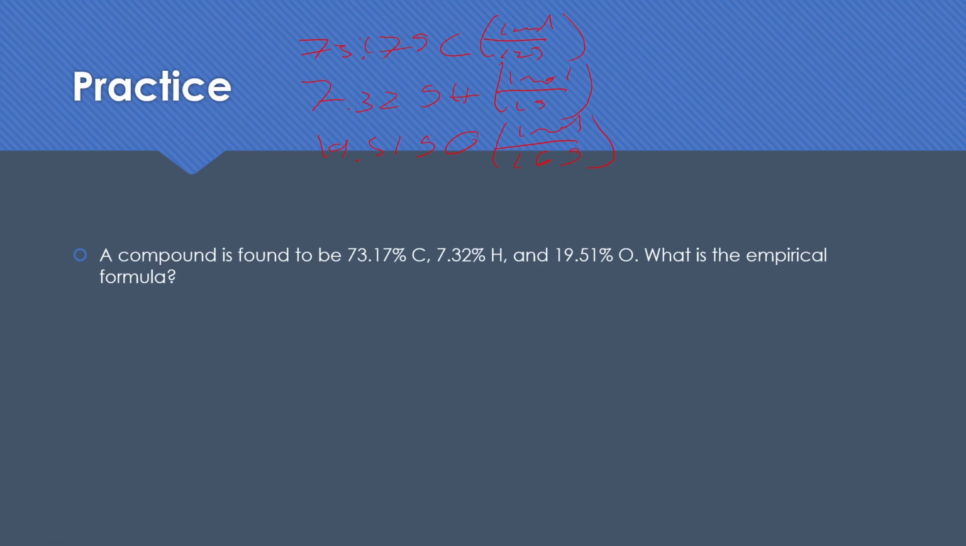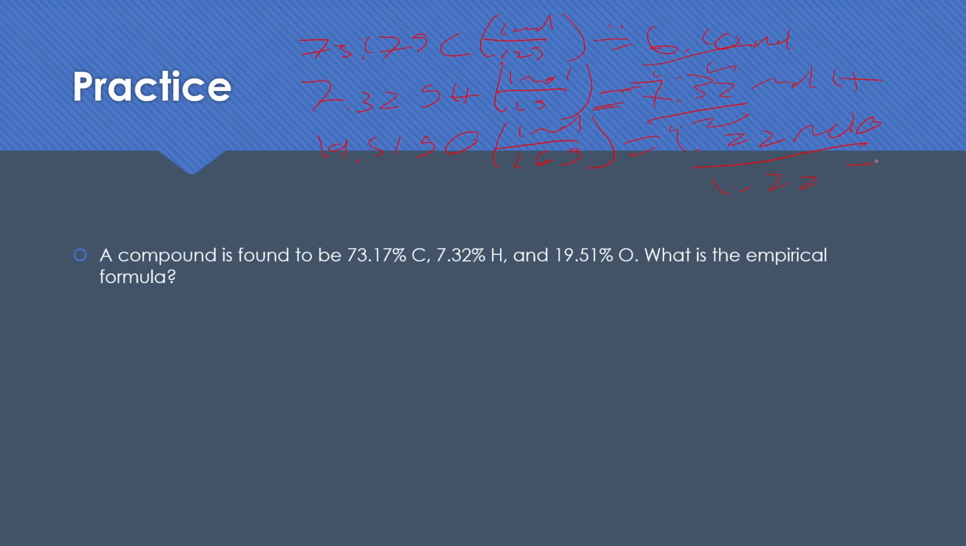So for carbon, 73.17 divided by 12, and you get 6.10 moles. Then hydrogen, obviously 1, so you get 7.32 moles of hydrogen. And then 19.51 divided by 16, 1.22 moles of oxygen. So we're going to divide those all by the smallest number, 1.22.